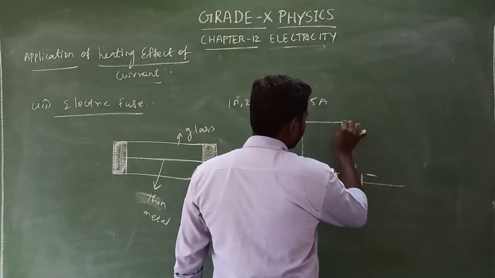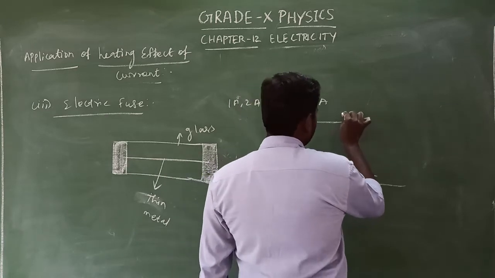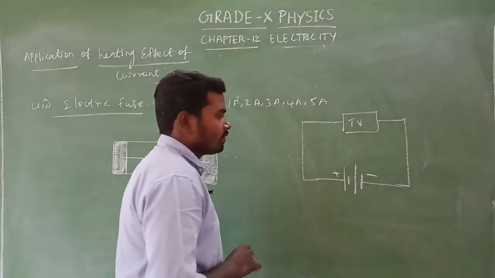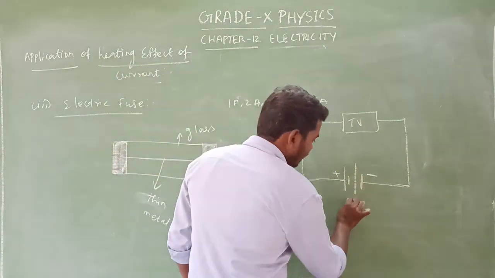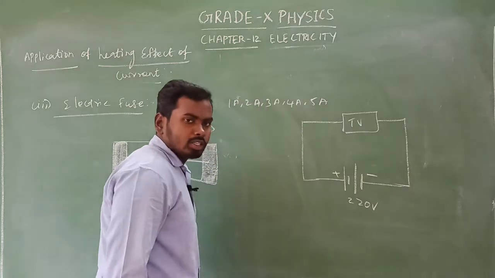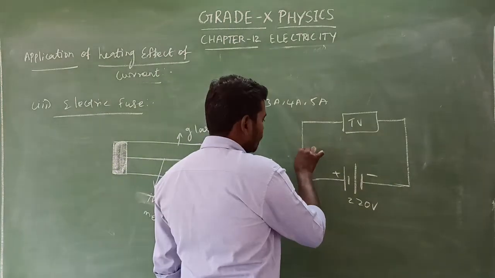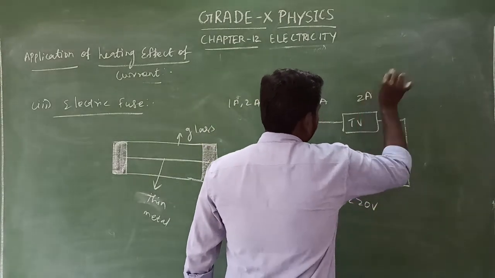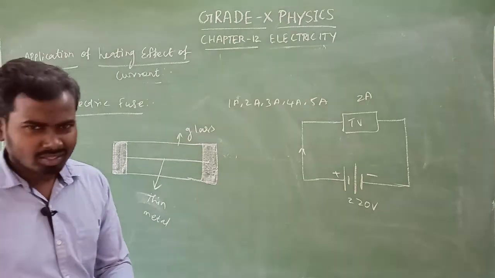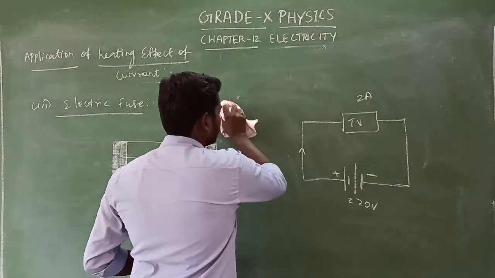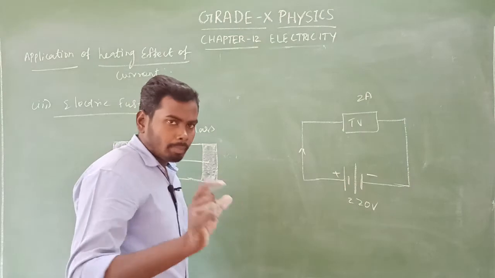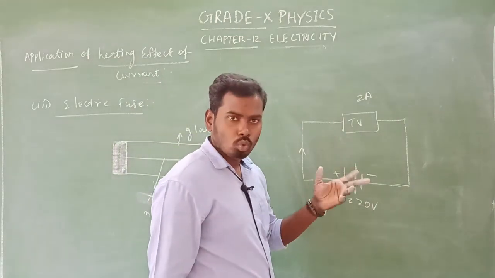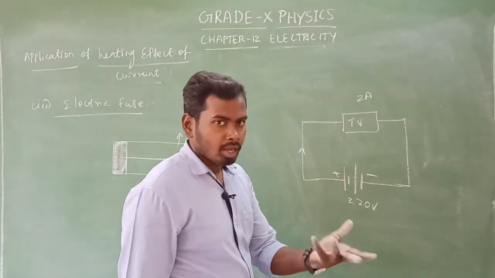Look here, we connected a TV. Okay, students, listen here. We apply 220 volt potential difference. This TV requires just 2 ampere current. We apply 220 volt potential difference, and this TV requires just 2 ampere current, isn't it?